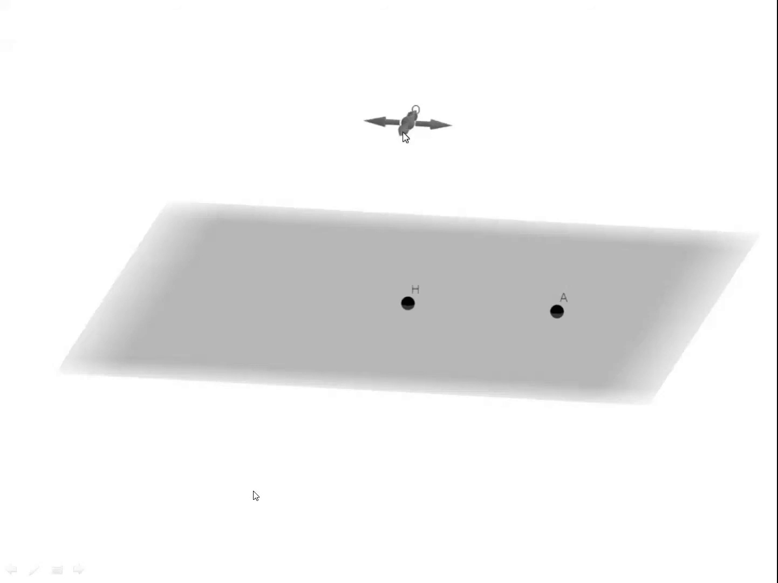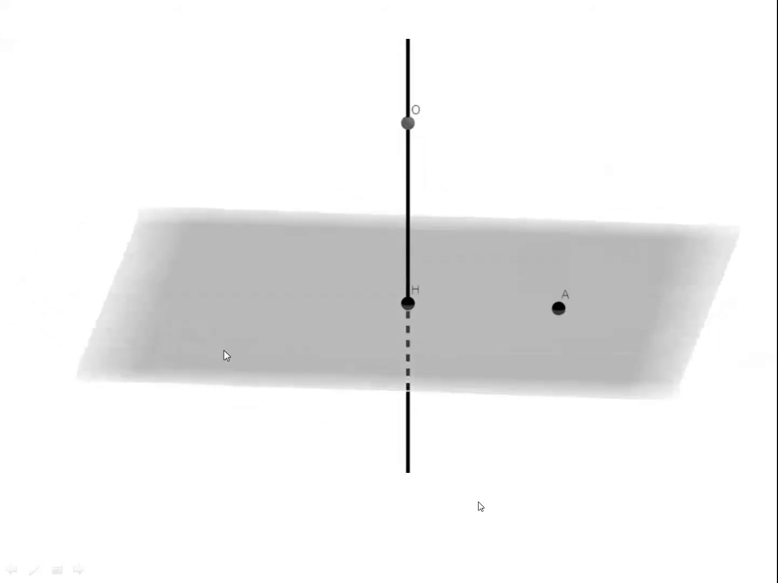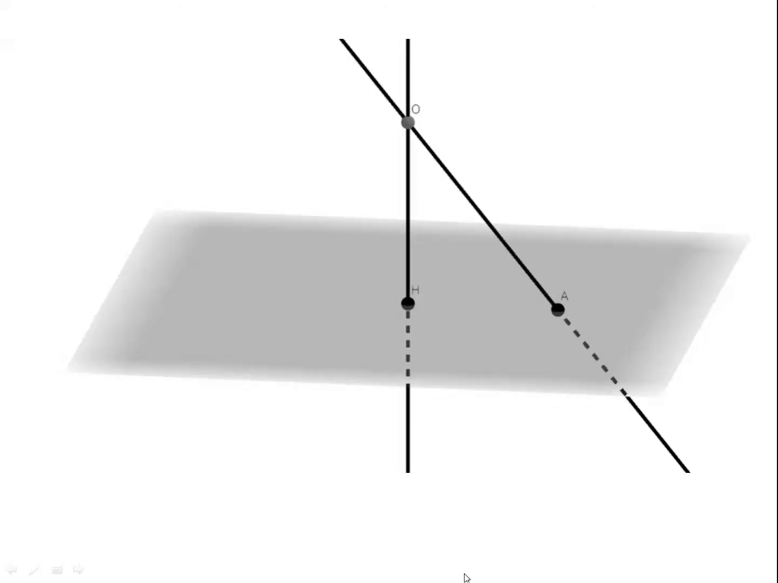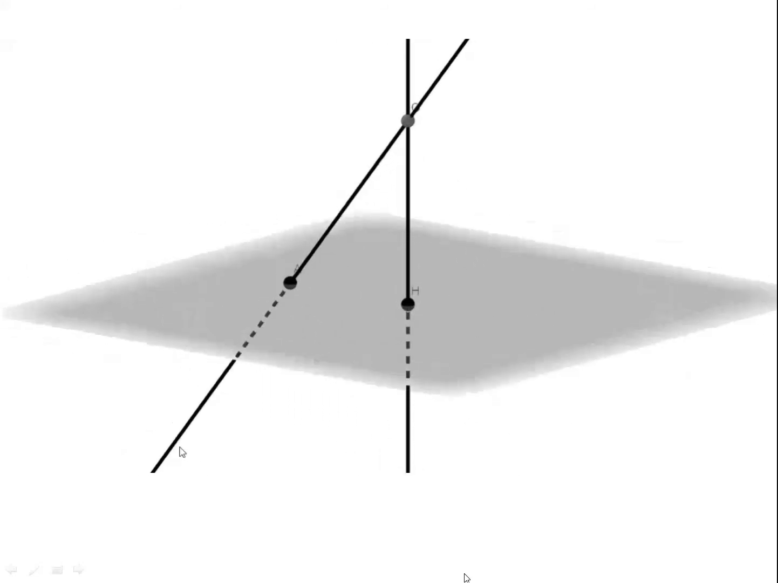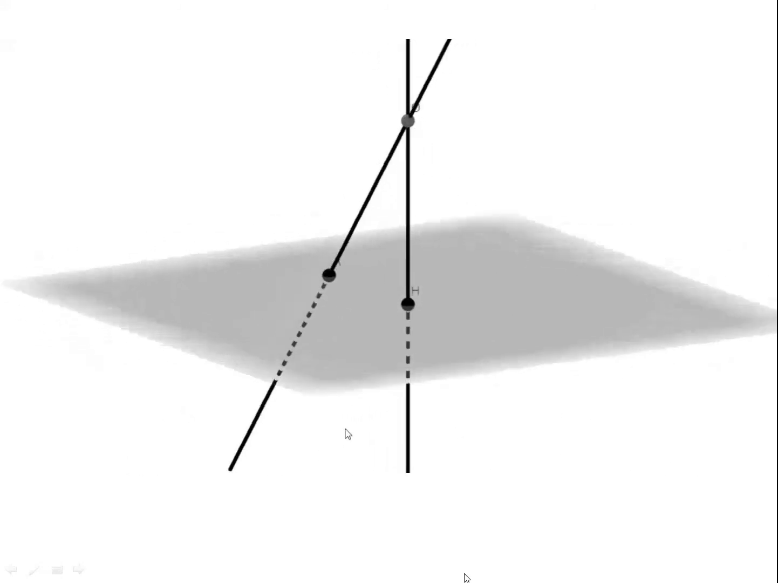If we have three points, point O outside a plane and points A and H inside the plane, and we have a line OH perpendicular to the plane at H, and OA is not perpendicular, then OH is called perpendicular to the plane, or orthogonal to the plane at H. OA is called an oblique line to the plane.